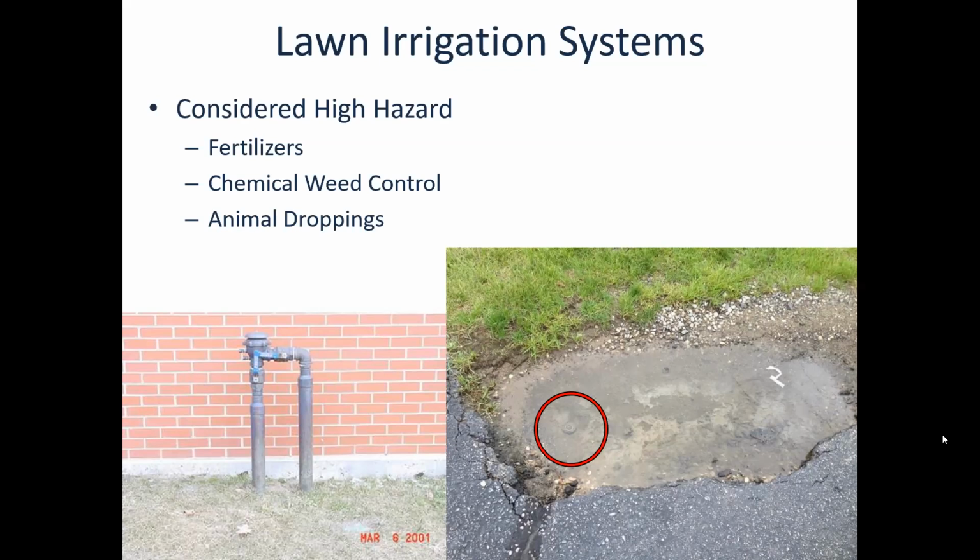So again, when it comes to backflow prevention and cross connection control, when in doubt, you always want to play things on the safe side. Let's go ahead and put in the more protective measure.